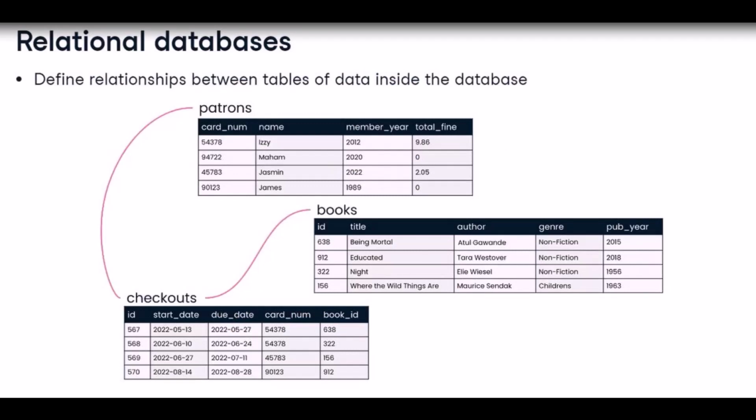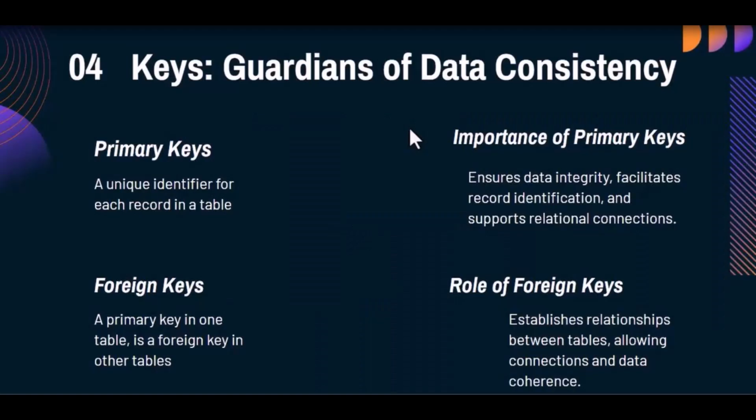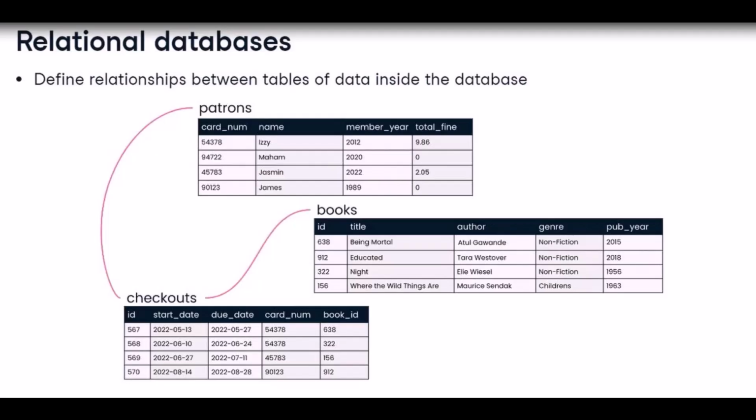Now, a better database compared to the flat file database, also known as the non-relational database, is a relational database, which has multiple tables that are connected. They are connected through fields, that is the primary key and the foreign key, the key fields. A relational database establishes relationships between tables of data within the database. For instance, each library patron may be associated with several checkouts.